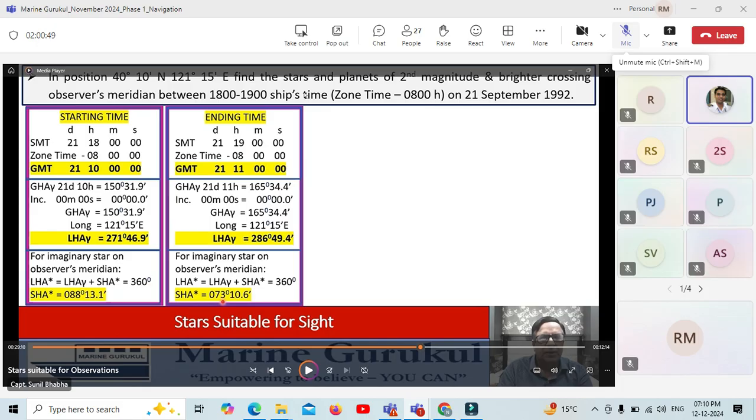Okay. Great, beta. Now you see, beta, in the previous question, we were given only one time. So we were calculating one SHA and then we were adding or subtracting the R angle to get a range. Now the only difference in this question is that they have given us 2 times. For these 2 times, we get the 2 SHA and the range is automatically obtained. Rest of the question is exactly similar. We have the SHA range now from 073 to 088. We will go to the table and find out the stars within this range, exactly same as before. So this is the only difference in these questions.